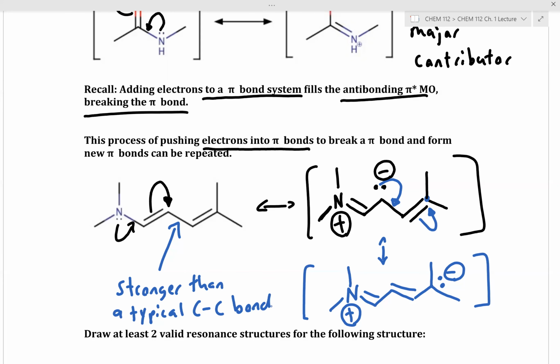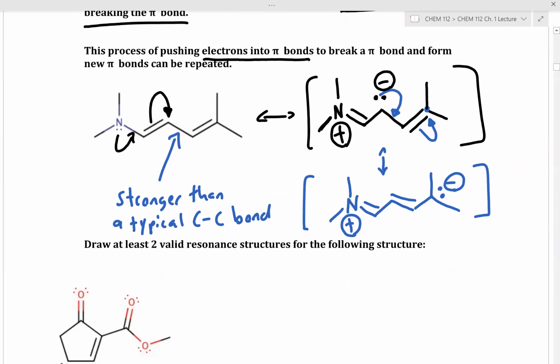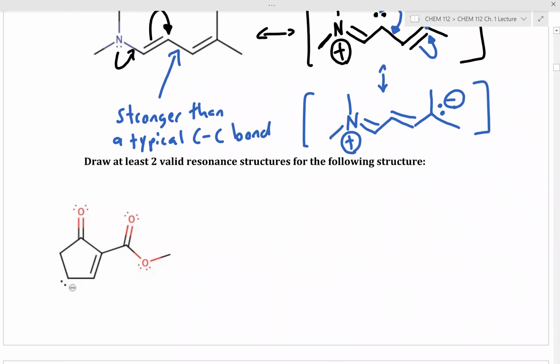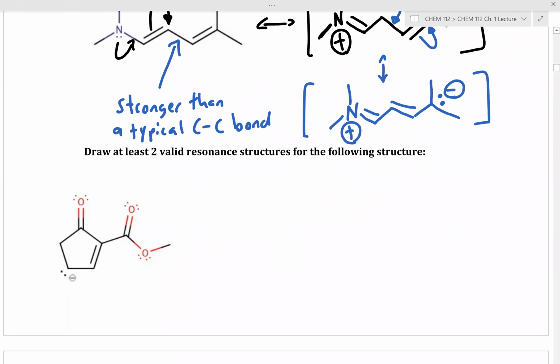So what I want you now to do is, given a conjugated system, this case is a conjugated enolate, which is actually a molecule very similar to that which I encountered in grad school. I want you to draw at least 2 valid resonance structures for this anionic species.